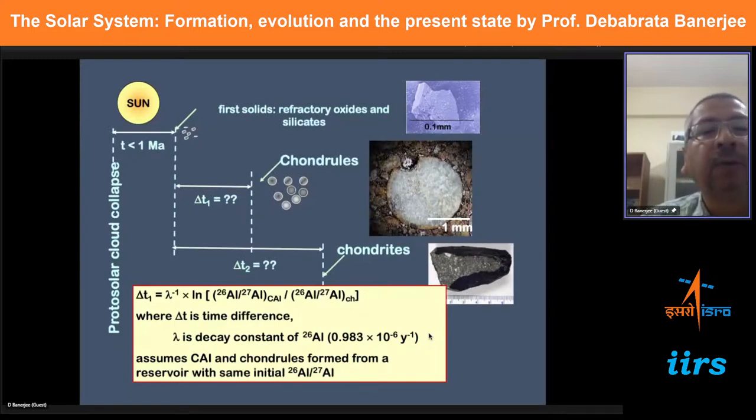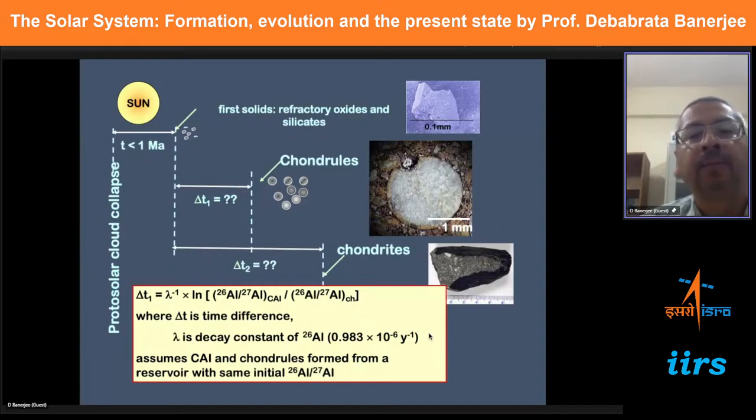So you have the cloud collapse, as I showed you earlier, which forms the sun. And then within 1 million years or so, the first solids are formed. This we know, the refractory oxides and the silicates which condense first. So those are forming there. Then you have the chondrules. So what is the time after the formation of the calcium aluminum inclusions, which are the first formed solids in our solar system?